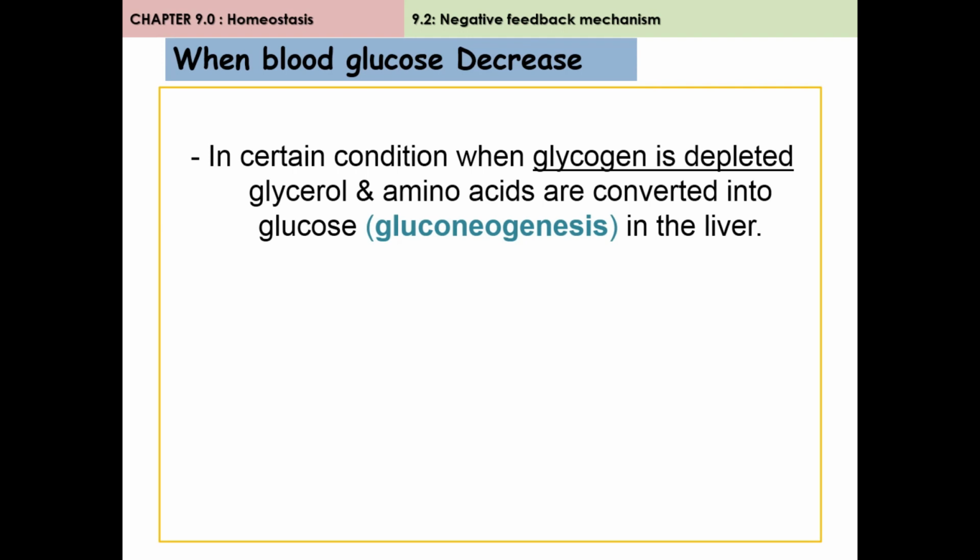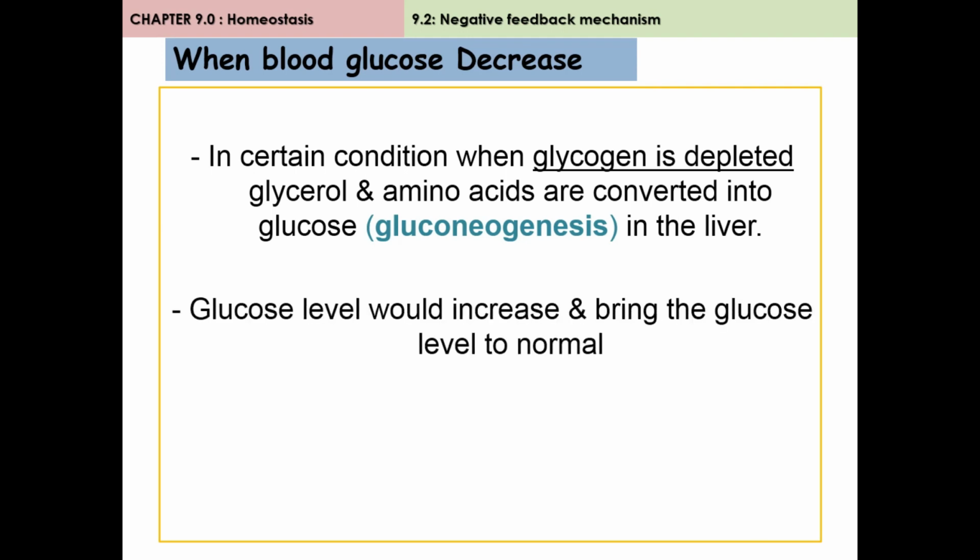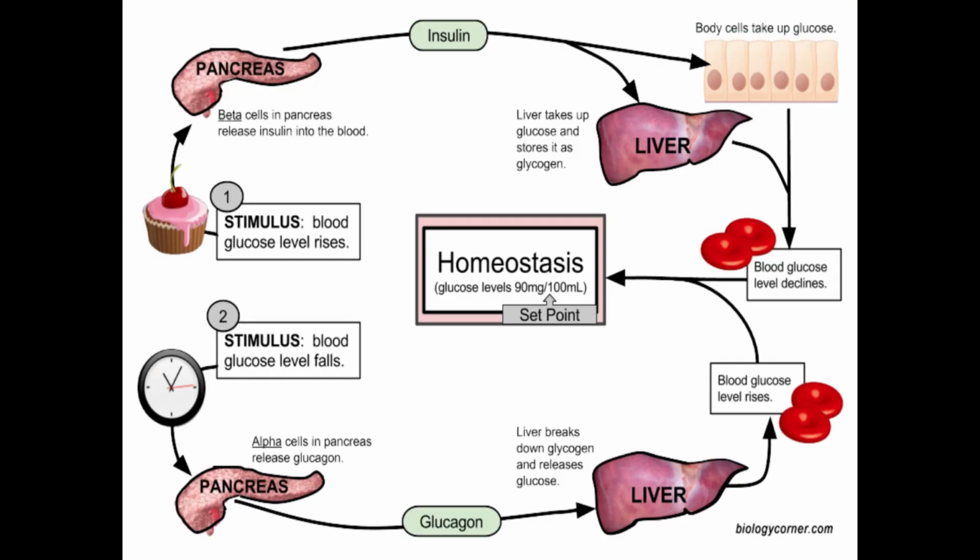In certain conditions, when glycogen is depleted, glycerol and amino acids are converted into glucose in the liver. Glucose level will increase, bringing the glucose level to normal. Okay, here, look here. Insulin: beta cells in the pancreas release insulin into the blood. Stimulus: blood glucose level rises.